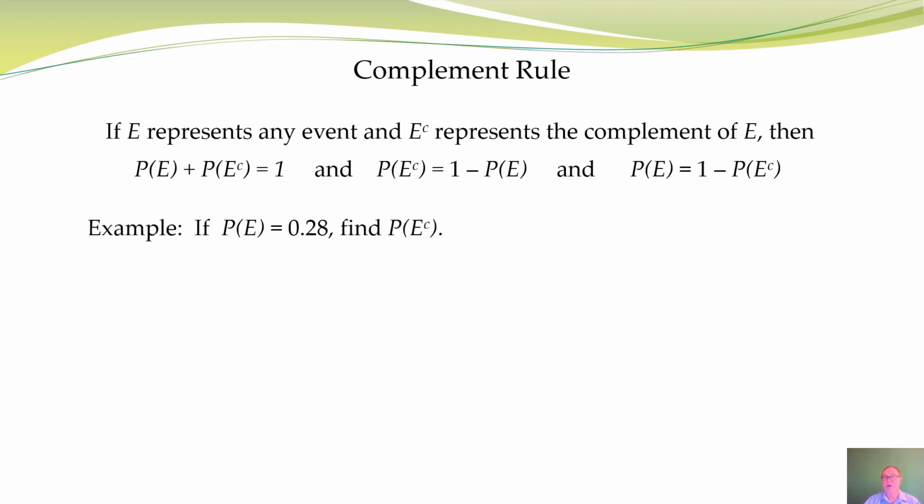Now an example: if the probability of E is 0.28, find the probability of E complement. So the probability of E complement is going to be 1 minus the probability of E, which is 1 minus 0.28, which is 0.72.